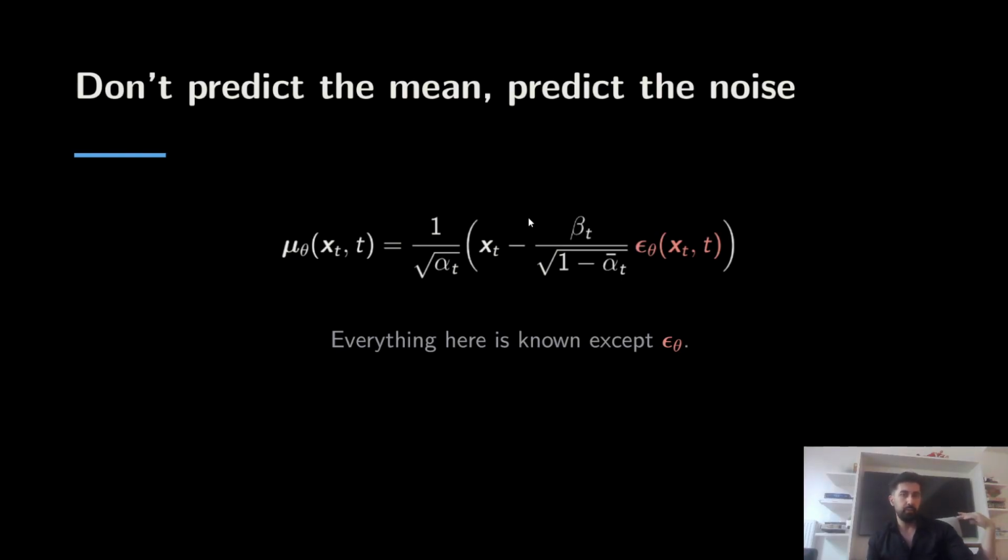Xt is the image before. We have it as input. Alpha t is a constant, which is radical 1 minus beta t. Beta t is a constant. Alpha t bar is the multiplication of all alphas. So here we only have epsilon theta.